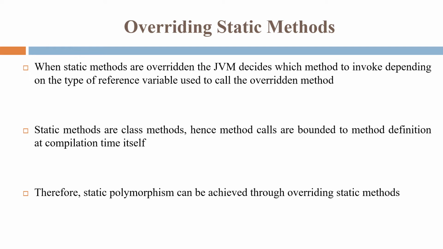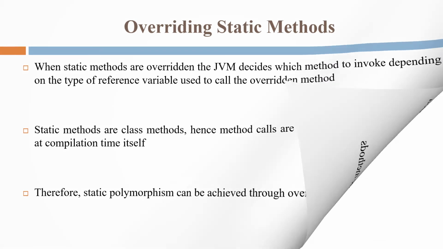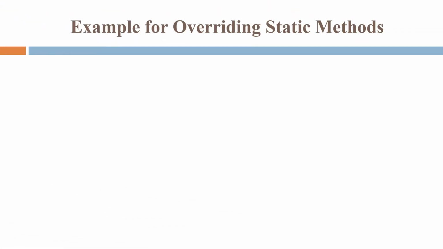So this is in the case of static methods. Static methods are class methods, hence method calls are bound to the method definition at compilation time itself. Therefore, static polymorphism can be achieved through overriding static methods. Let us see an example for overriding static methods.